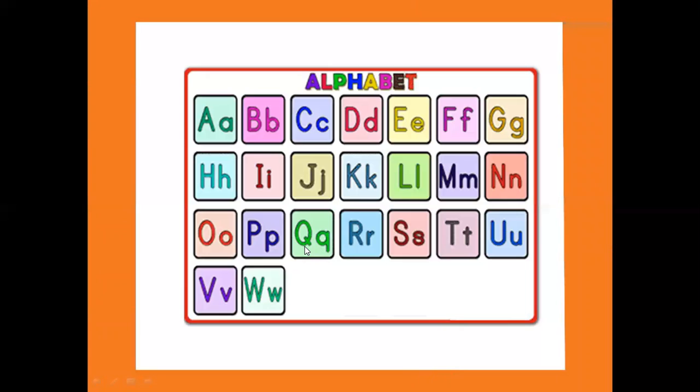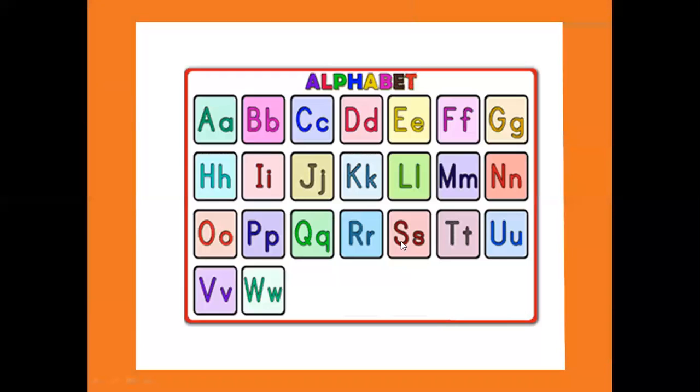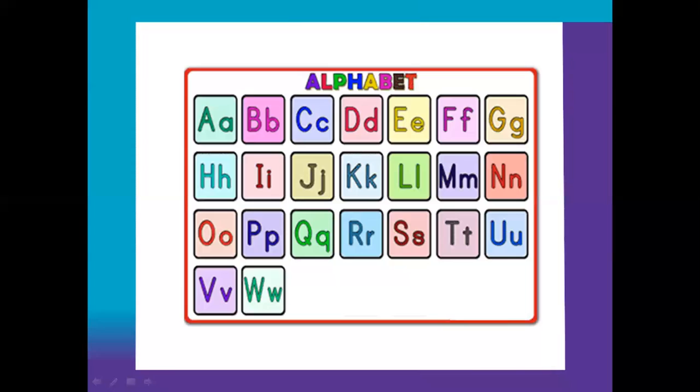Q, queen. After Q, the next letter is R. R is completely changed from the uppercase letter. Look here, the lowercase and the uppercase are completely changed. Now after R, our next letter is S. Sun. They also look the same. Look here, the capital and the small one. For the capital you will use the first three lines and for the small the middle two lines.